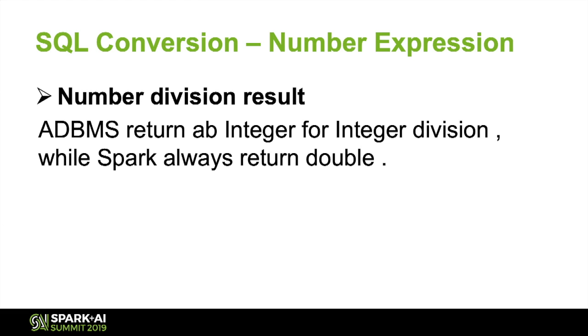The second difference is the number division result. ADBMS returns an integer for integer division, while Spark always returns double. It may cause data discrepancy as well. For example, the division result is used in a case when expression and returns different values for different integer results. To overcome this difference, we could explicitly cast the division result to integer in Spark SQL.